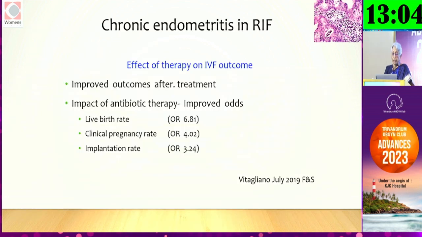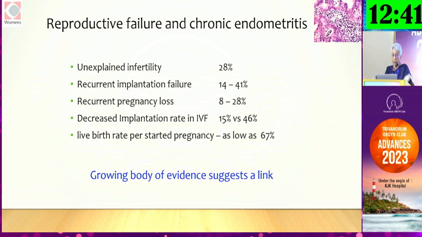And chronic endometritis and recurrent implantation failures in some of the studies are very high in number. And after that, it becomes even more important because if you do pick it up and if you do treat it, the outcomes do improve. And the impact of antibiotic therapy, which can be very simple antibiotic therapies, can improve the live birth rate, clinical pregnancy rate, and implantation rate as well.